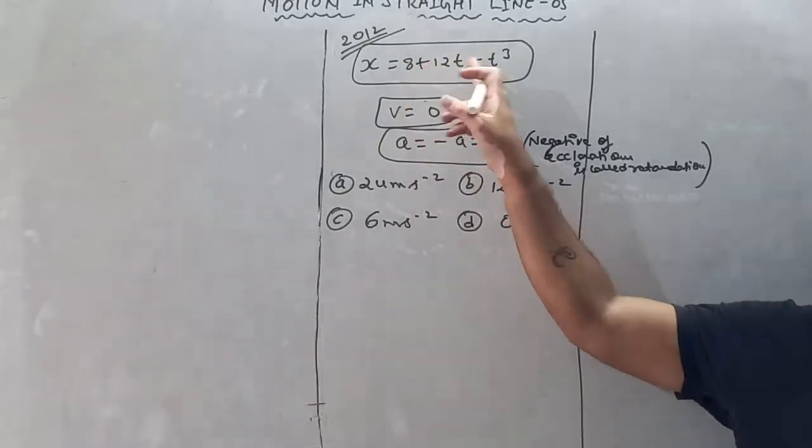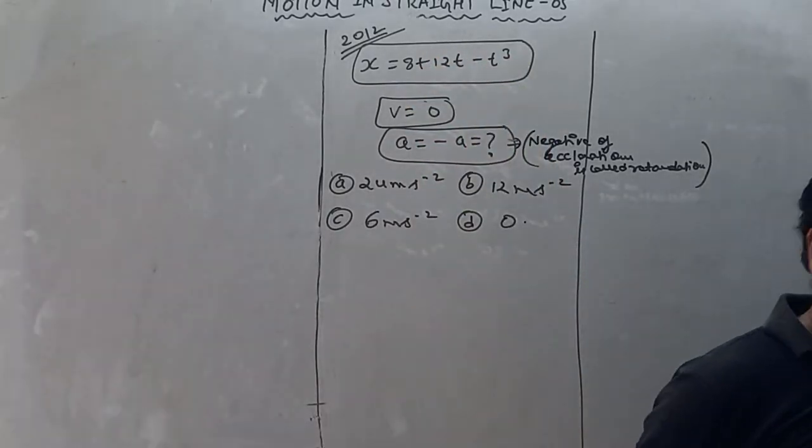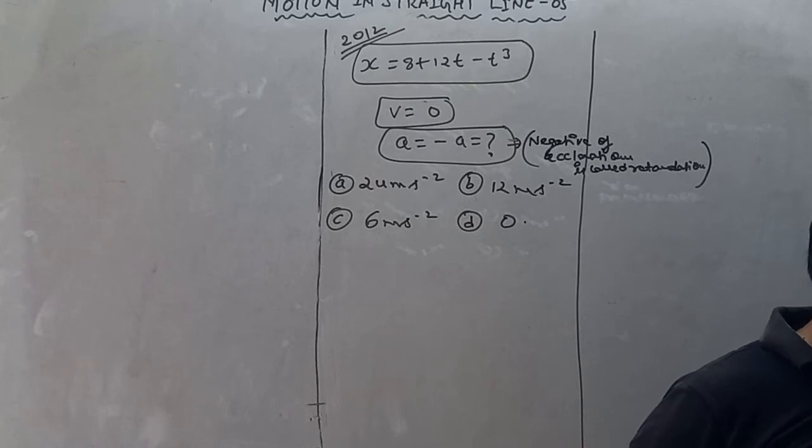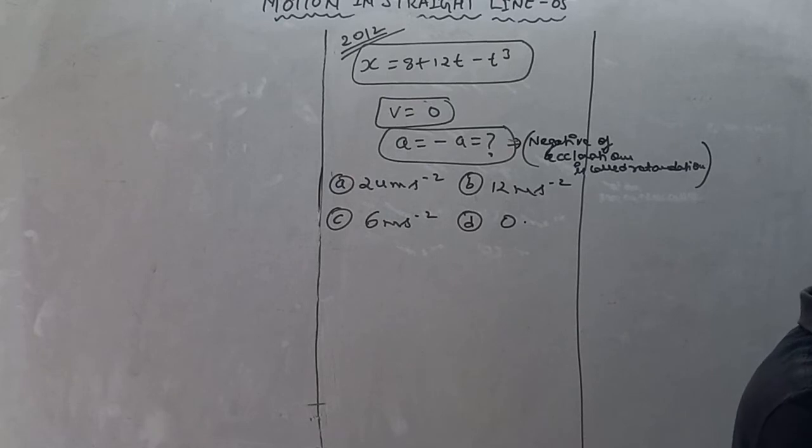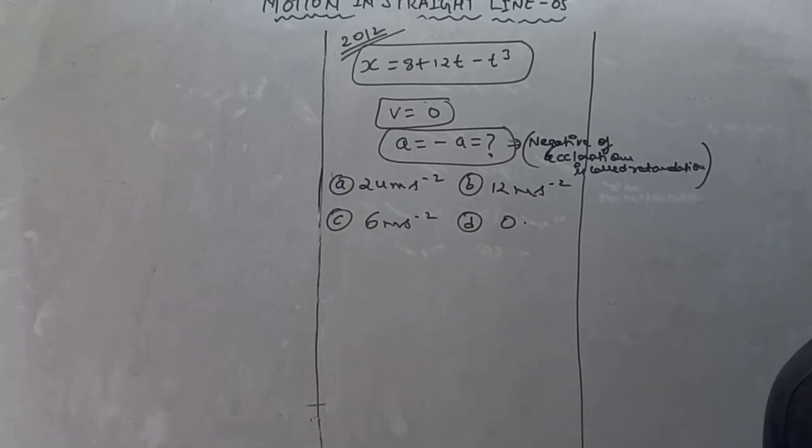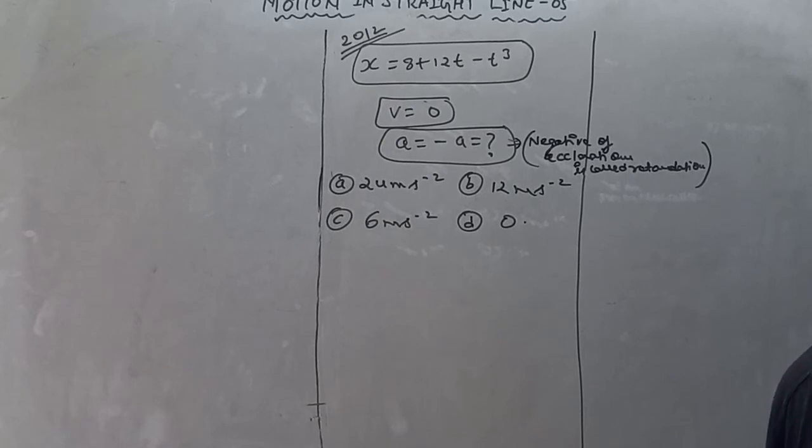So the question is: the motion of the particle along a straight line is described by the equation x equals 8 plus 12t minus t cube, where x is in meters and t in seconds. Find the retardation of the particle when its velocity becomes 0. The condition is, when velocity is 0, at that condition you have to find the retardation of the particle.